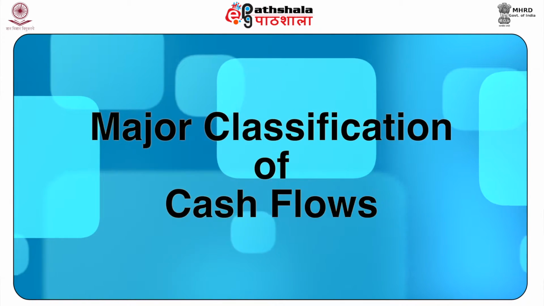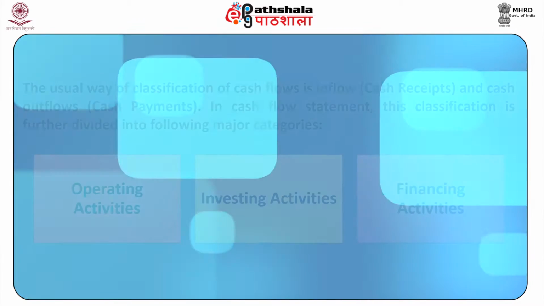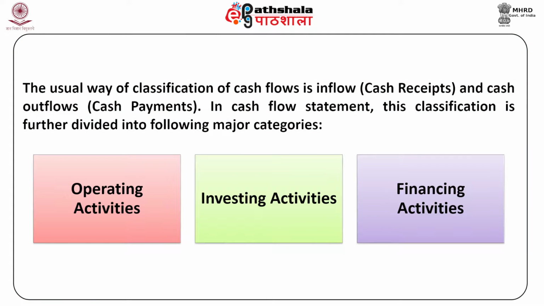Major classification of cash flows. The usual way of classification of cash flows is inflows, that is cash receipts, and cash outflows, that is cash payments. In the cash flow statement, this classification is further divided into the following major categories: A, operating activities; B, investing activities; C, financing activities.